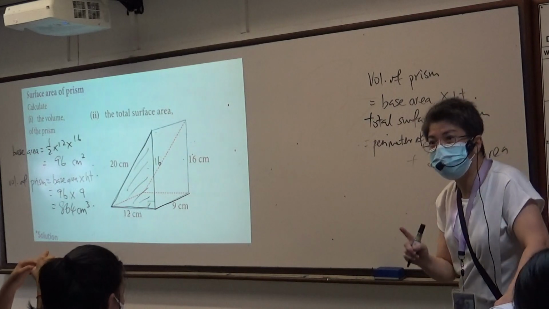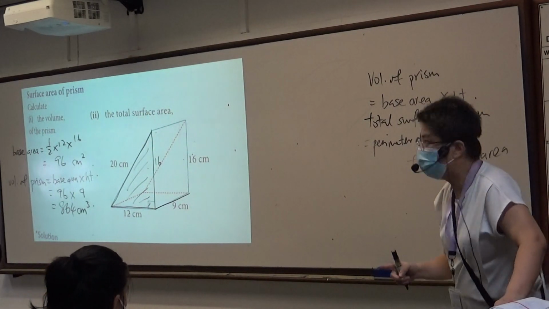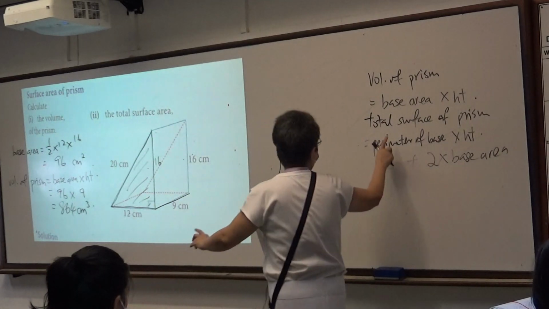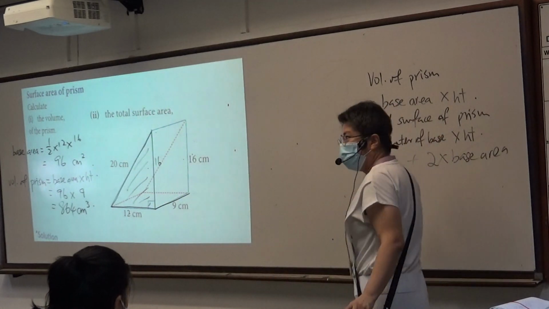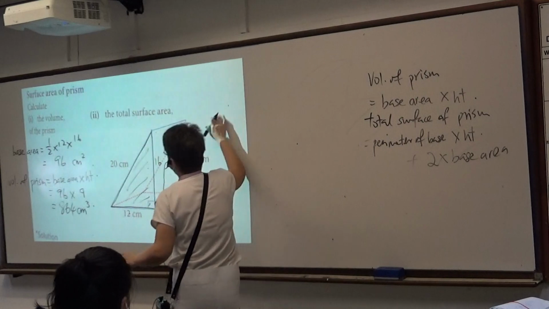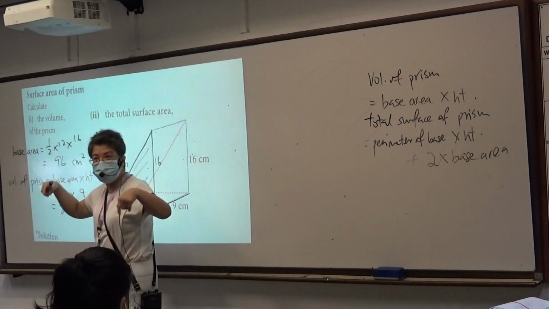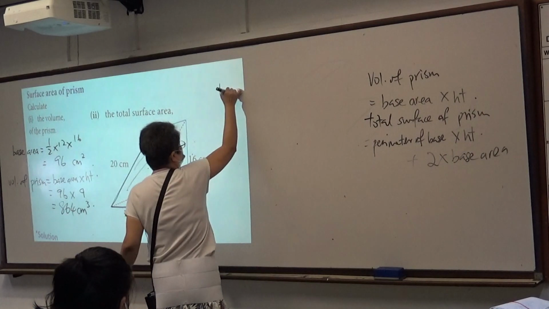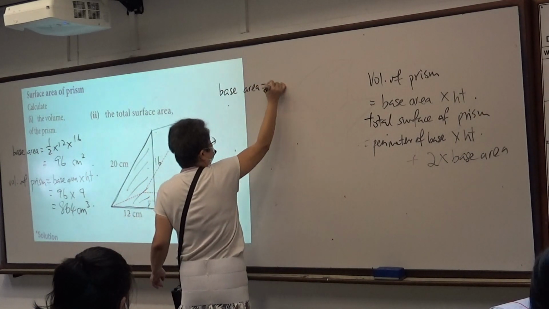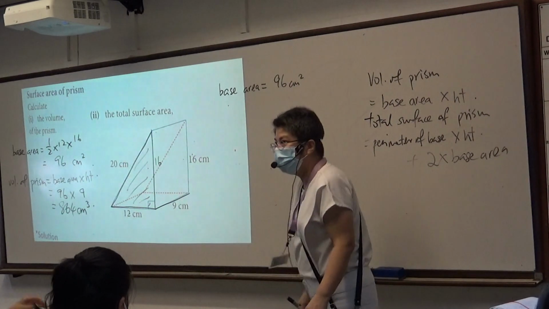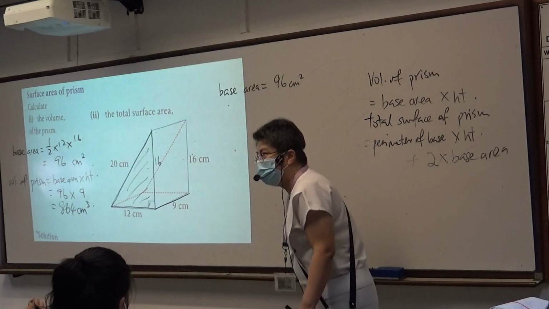Base area times height. Okay, now next we go on to this one. That is the total surface area. Now I always like to write numbers. That's why I always write the base area alone, so that I can use it in the next part. So I will write down, base area is 96, right? Correct? Yes or no? Okay.